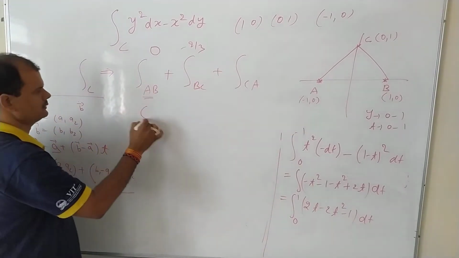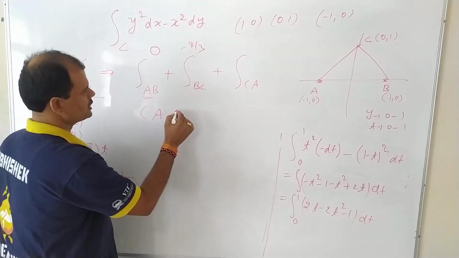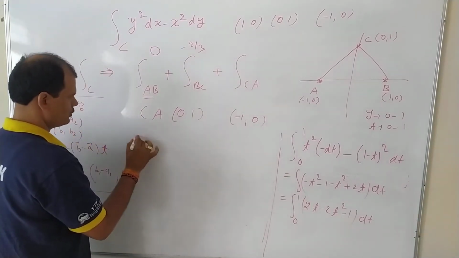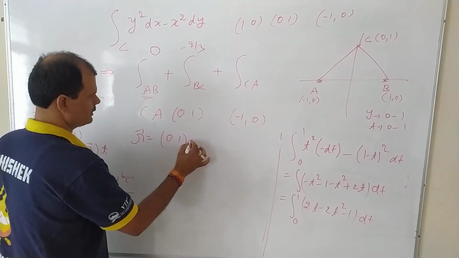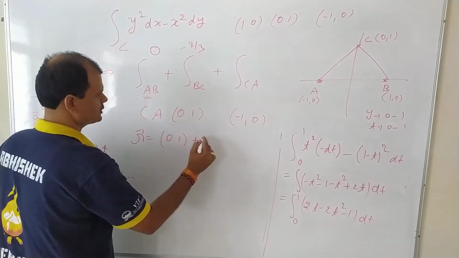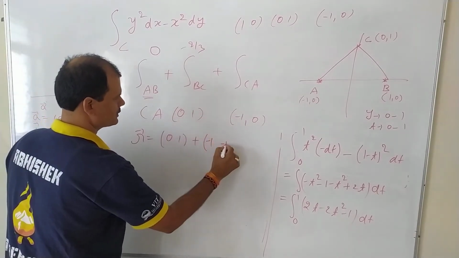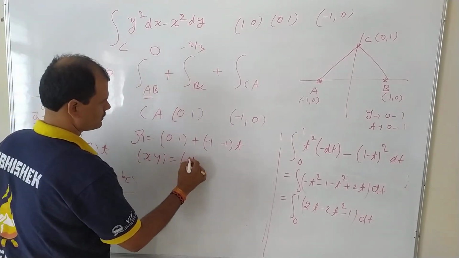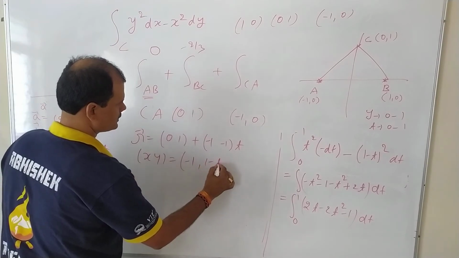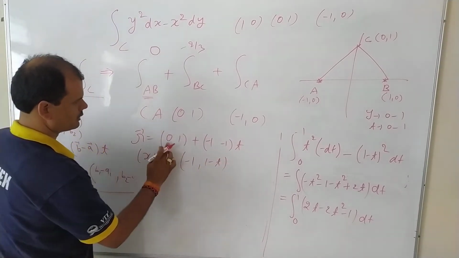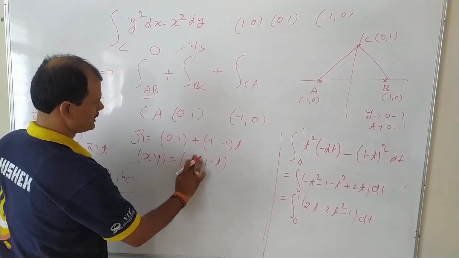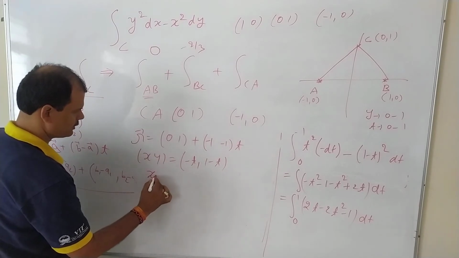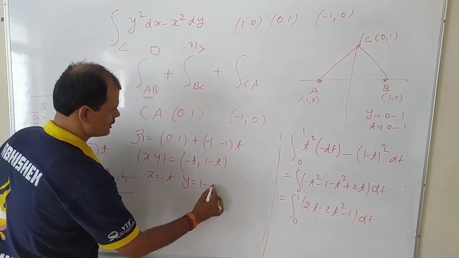Along the CA. So CA, your C coordinate is 0, 1, A coordinate is minus 1, 0. So your R will be A plus B minus A. So minus 1 minus 0, minus 1, 0 minus 1, minus 1, T. So your XY equal to minus 1, 1 minus T. So minus T, 1 minus T. Okay. So your X equal to minus T and Y equal to 1 minus T.